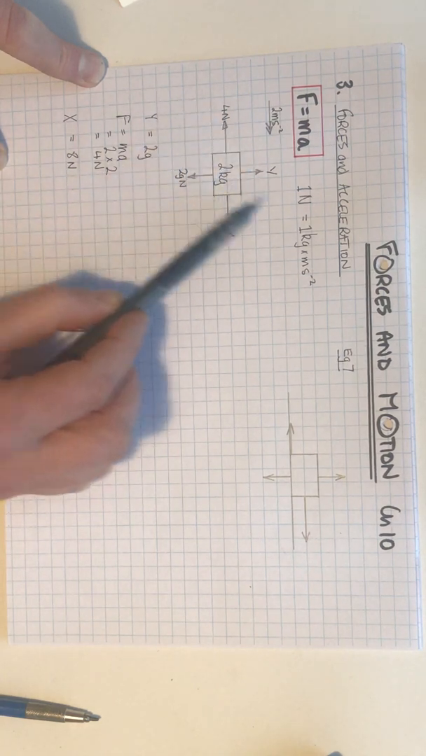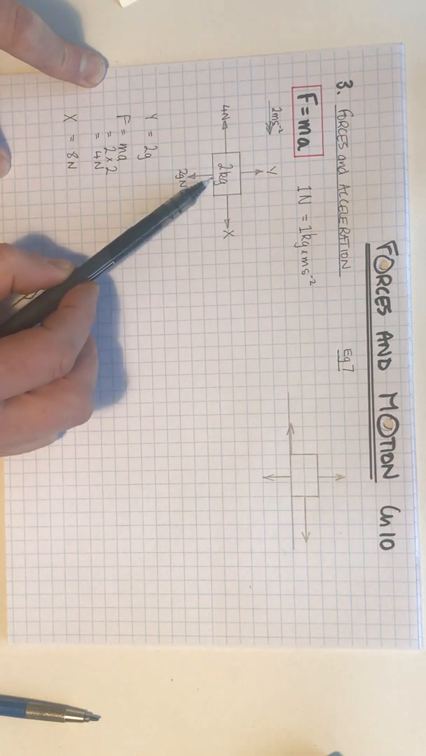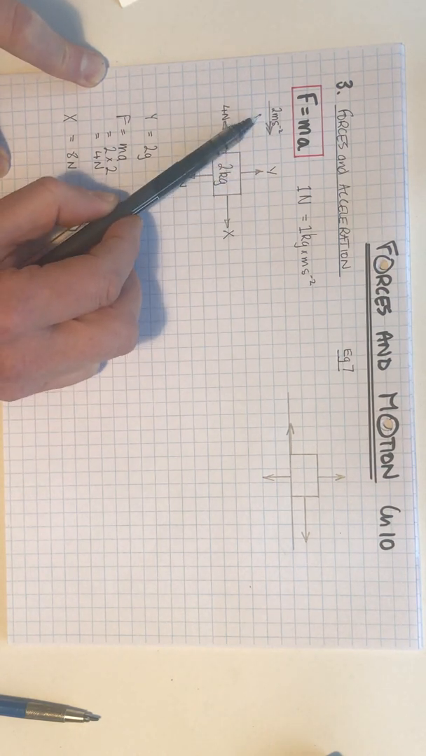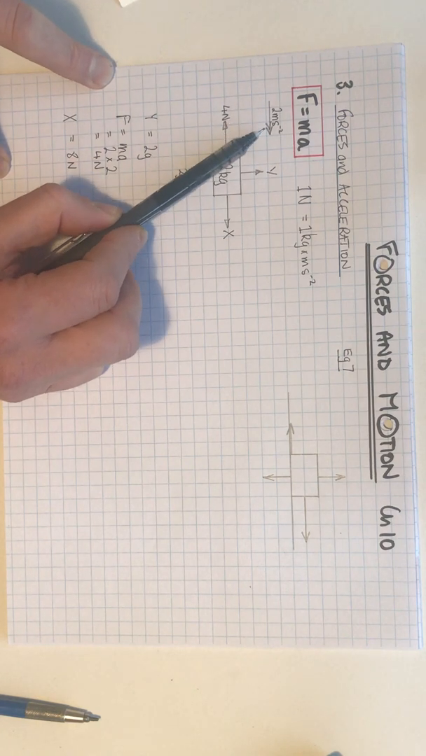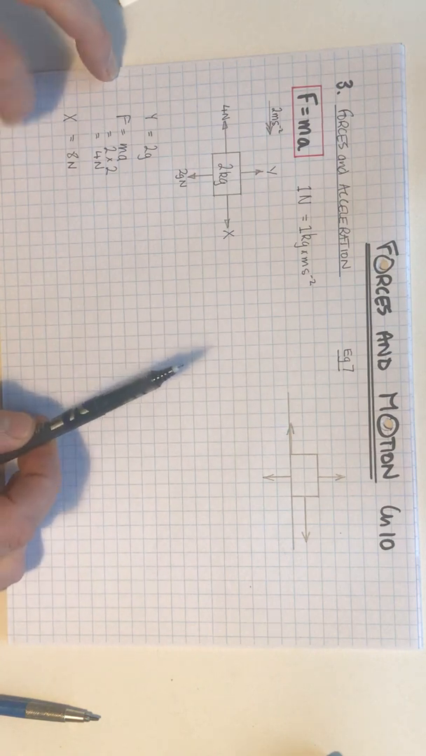In these diagrams, make sure you've got all the forces written on. The force arrows are fixed. They join to the object. The acceleration arrow is separate. That's a double-headed arrow.